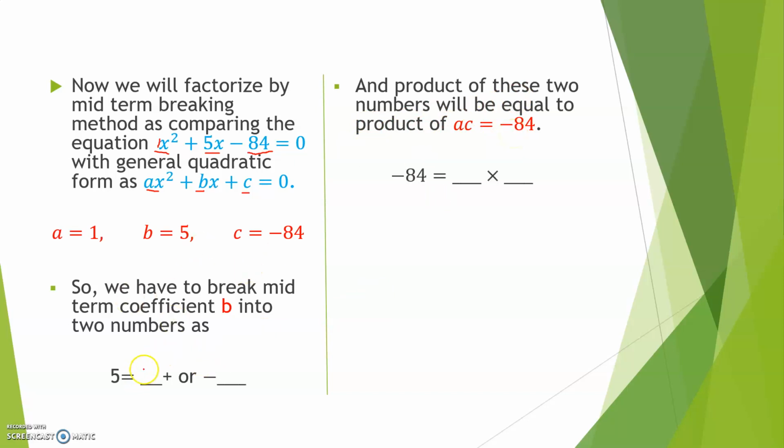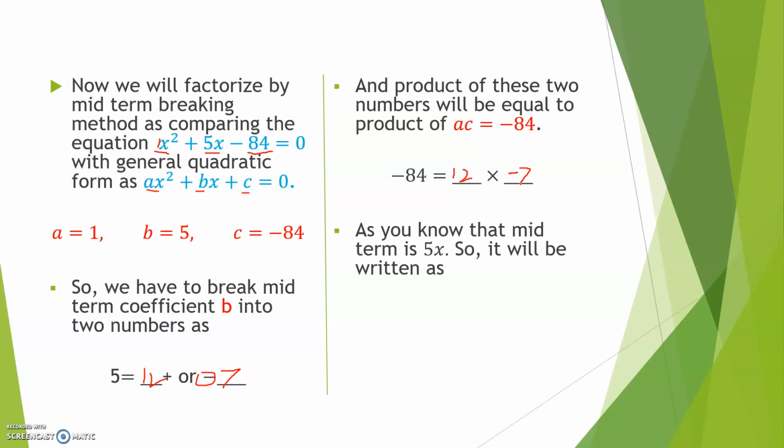So if I choose 12 and minus 7, you can see that 12 minus 7 is equal to 5. Similarly, the product of these two numbers, 12 multiplied by minus 7, will be equal to minus 84. So these two numbers satisfy the given two conditions.